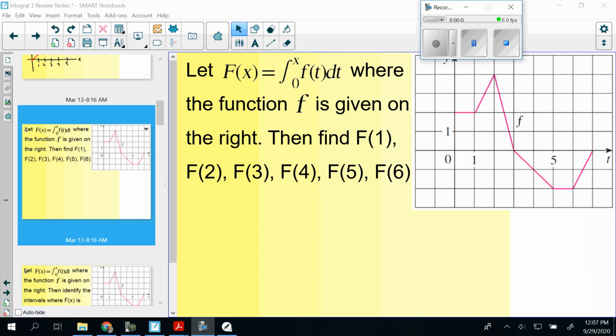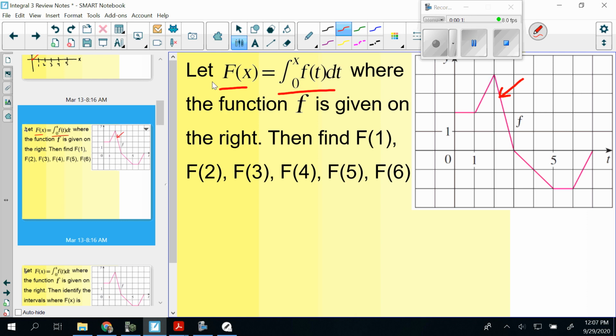All right, let's look at another application with graphs of the fundamental theorem. We can see we have a function, capital F of x, equal to an integral under this graph of f of t over here, from 0 to some x value on this graph that's not given. One important thing is this is a continuous function, which we need in order to apply the fundamental theorem here.